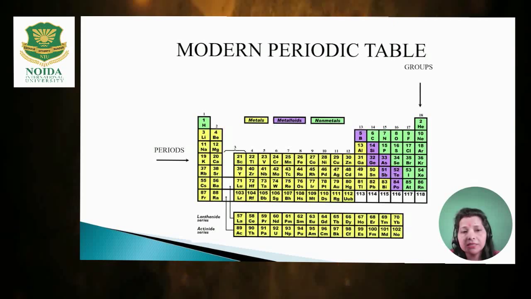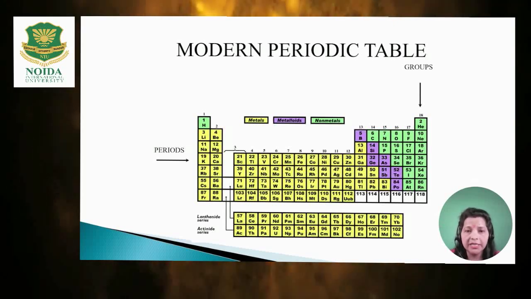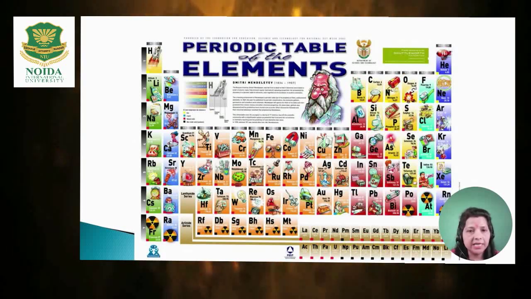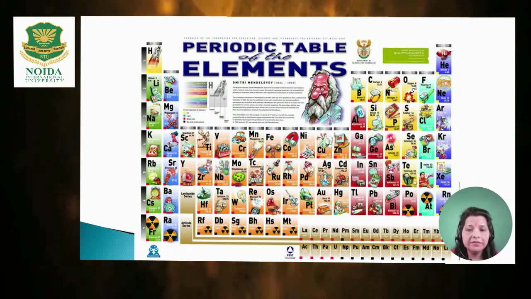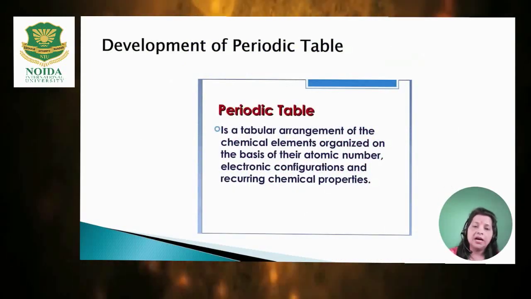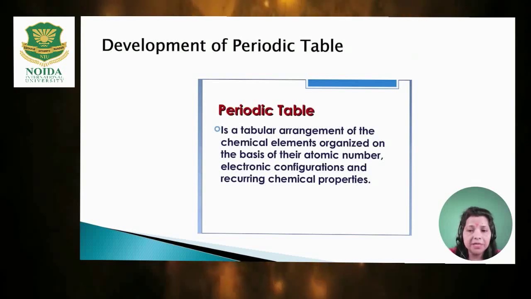But how did this occur, or how was it developed? Was it like this from the start? No. Various scientists worked on it over time, and they developed this new one, right? So we'll start with how the development took place. Now, this is a periodic table showing the various uses of the elements.